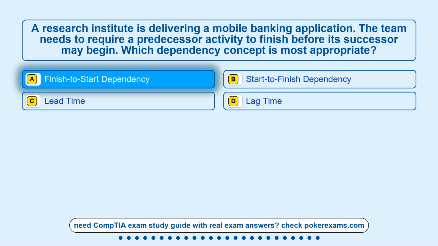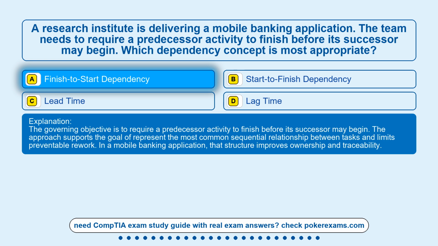The correct answer is option A, finish-to-start dependency. The governing objective is to require a predecessor activity to finish before its successor may begin. The approach supports the goal of representing the most common sequential relationship between tasks and limits preventable rework. In a mobile banking application, that structure improves ownership and traceability.